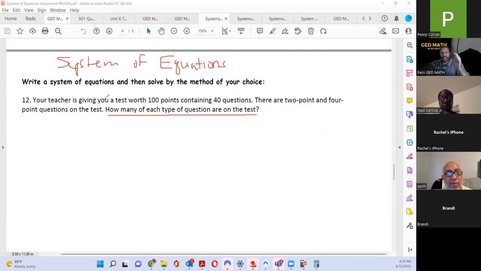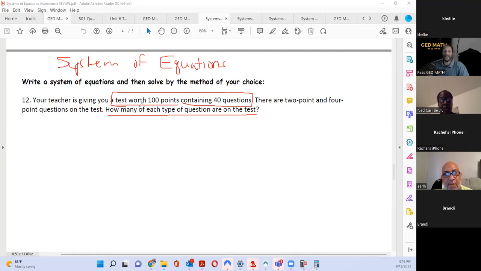So what's the first piece of information they're giving us? A test worth 100 points, containing 40 questions. What's the second piece of information that's given to us? There are 2-point and 4-point questions. That's where you start right there.